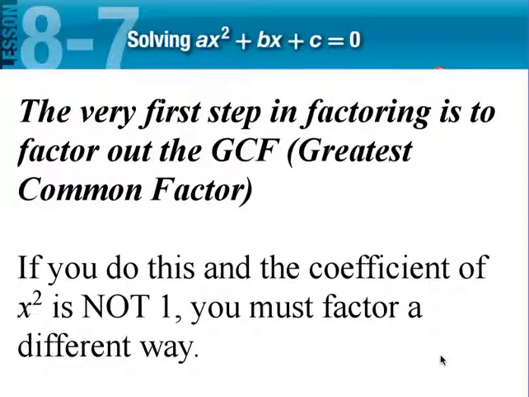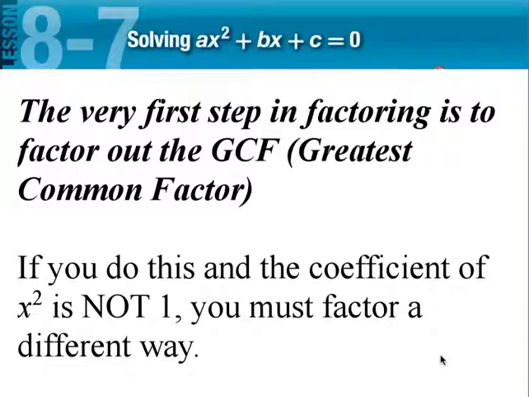It's not 1. And so we've got some steps that we need to do first. The very first step, whenever we factor, we look to see if there's something in common with all the terms. And if there is, we're going to factor that out. We're going to look to see if maybe 2 will divide all the terms, or 3, or some number divides all the terms. And if we could do that, we're going to go ahead and take that number out.